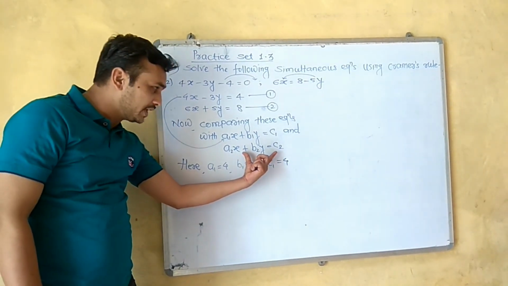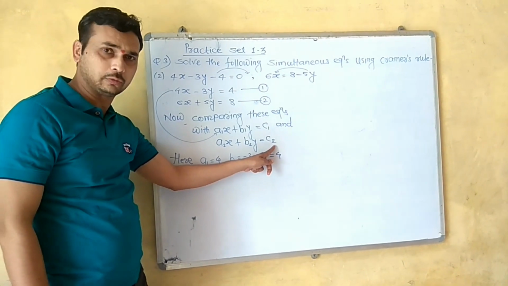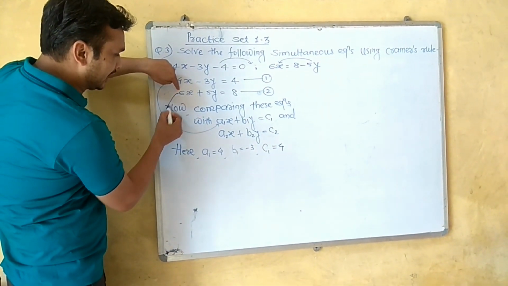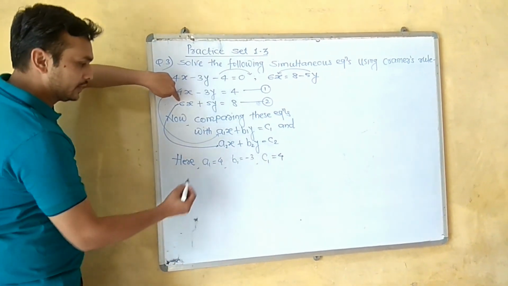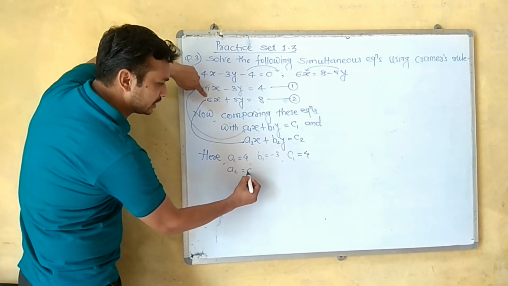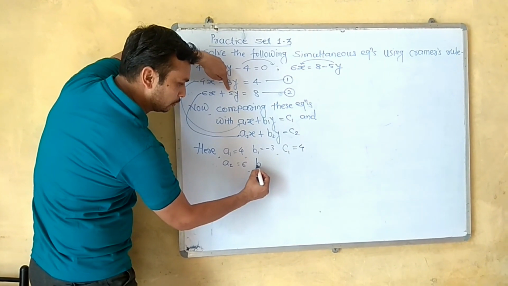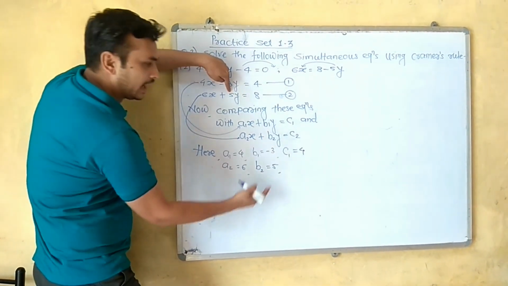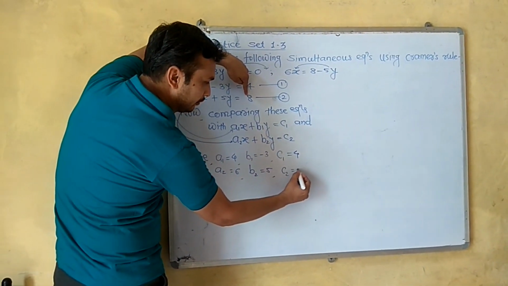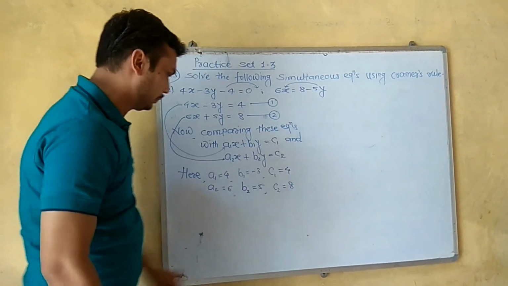Similarly, find the values of a2, b2, c2. For that, compare the second equation with this one. Therefore, a2 equals 6, b2 equals 5, and c2 equals 8. So these are the values of a2, b2 and c2.